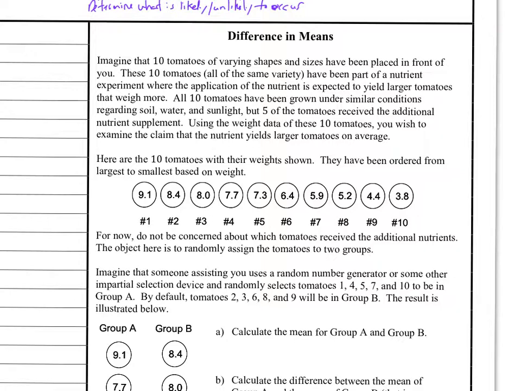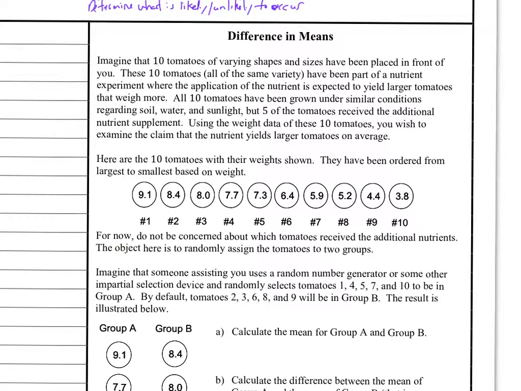So we're doing an experiment where we are keeping a lot of things the same, right? We're keeping similar conditions: soil, water, sunlight. Those are part of the controls of the group. We're going to keep those the same, but 5 of the tomatoes get additional nutrient supplement, whereas the other 5 are not. And we want to know, using the weights, can we determine if the nutrients yield larger tomatoes? Here it's 10 tomatoes, and their weights shown, from largest to smallest based off of weight. So there's the largest, there would be the smallest. Right now we're not going to be worrying about which one got which.